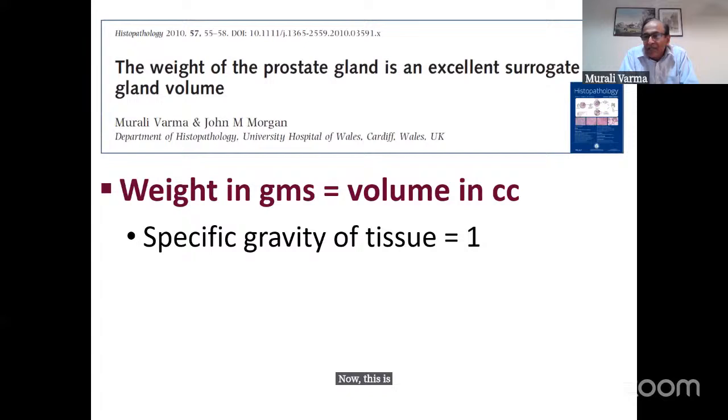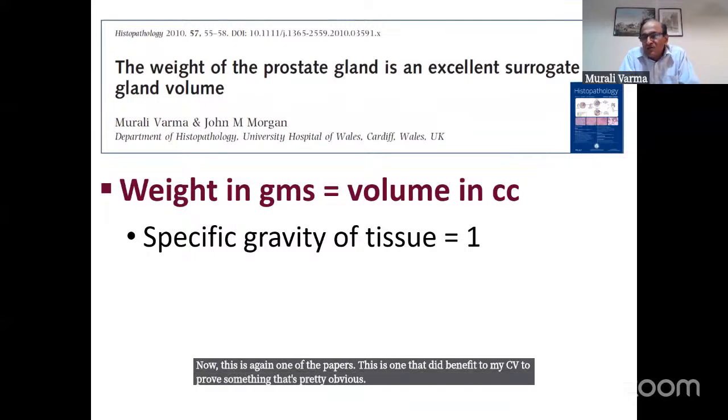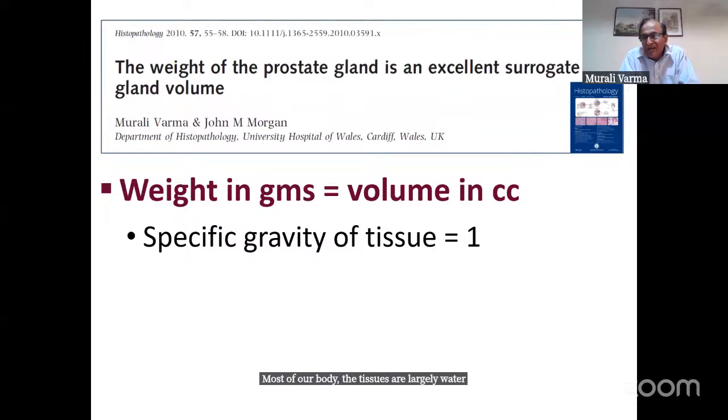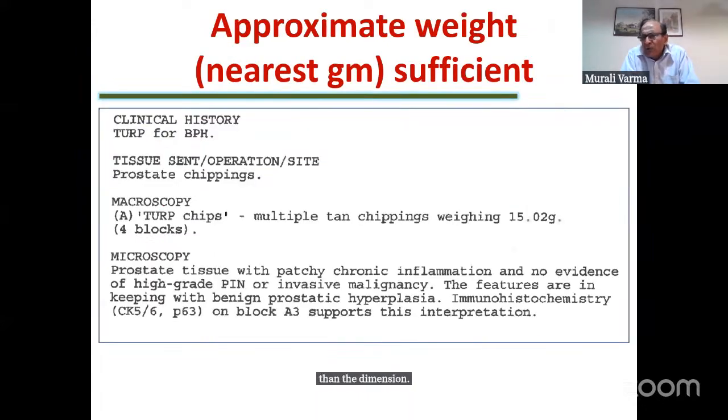Now, this is again one of the papers. I think this was one that did benefit my CV, to prove something that's pretty obvious. Most of our body tissues are largely water, so the specific gravity of tissue is approximately 1. So the weight in grams equals the volume in cc, approximately. Good enough, and that degree of approximation is adequate. So if you want an idea of approximately how much fatty tissue was removed in a lymph node dissection or a wide local excision, then actually the weight of the specimen is more reproducible than the dimension. And again, when you give the weight, so here are the TURP chippings. It says weight 15.02 grams. You don't need that degree of accuracy. 15 grams is more than enough. Depending on the amount of formalin left on those fragments, the weight will change.